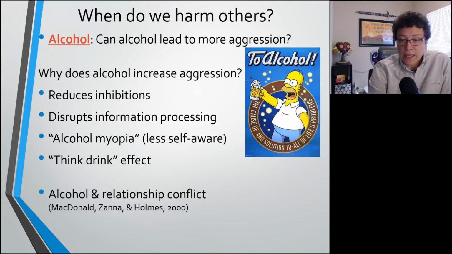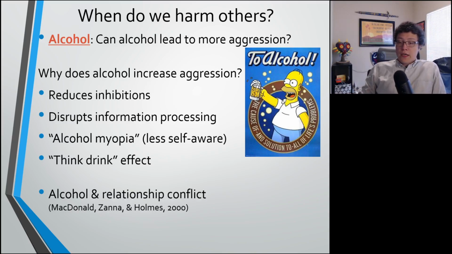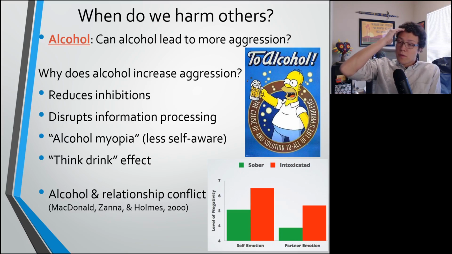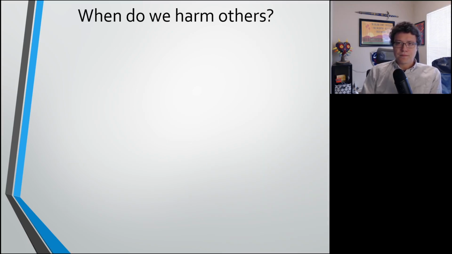In terms of alcohol and relationship conflict, in three conditions, a placebo, an alcohol condition, and a control condition, they had individuals take part in a level of negativity survey about their current relationship. And what you see is that people who are intoxicated typically seem to be more negative towards both themselves and their partner than people who are sober. So again, alcohol, the cause and solution of all of life's problems, as Homer would say, maybe isn't exactly that.